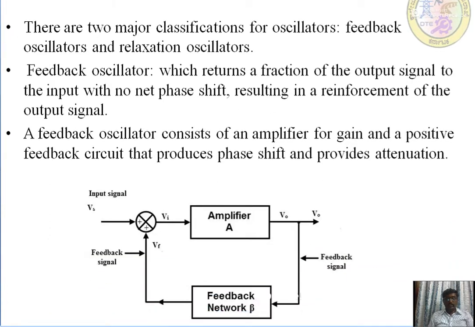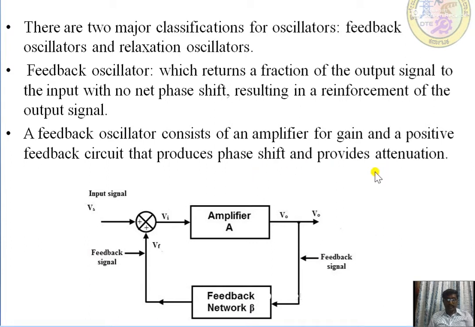So there are two major classifications of oscillators: feedback oscillators and relaxation oscillators. Feedback oscillators return a fraction of the output signal to the input with no phase shift, resulting in a reinforcement of the output signal. A feedback oscillator consists of an amplifier for gain and a positive feedback circuit that produces phase shift and provides attenuation.